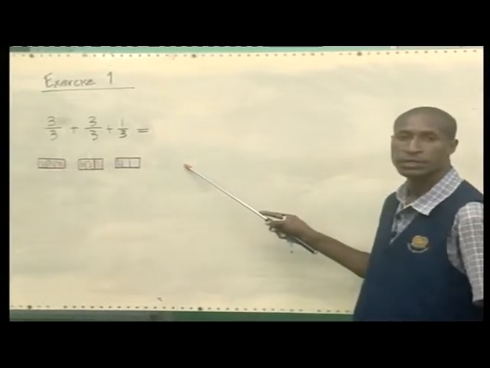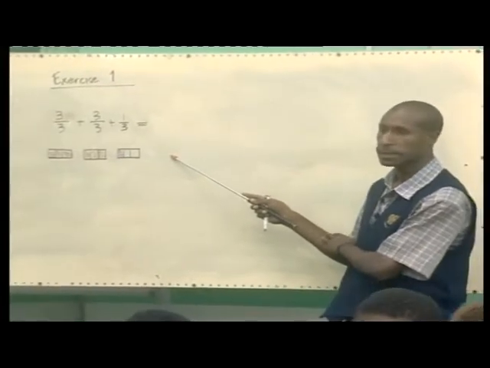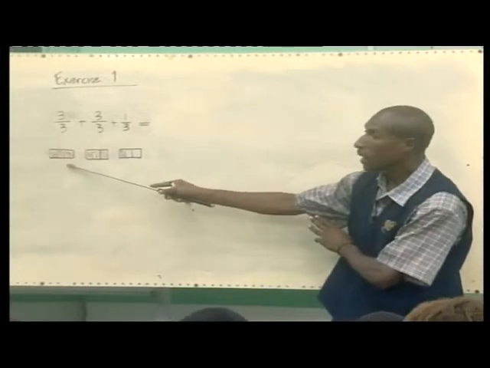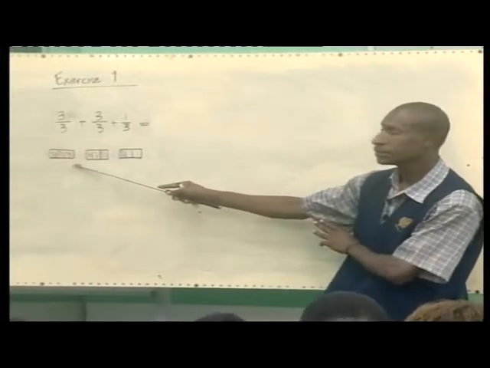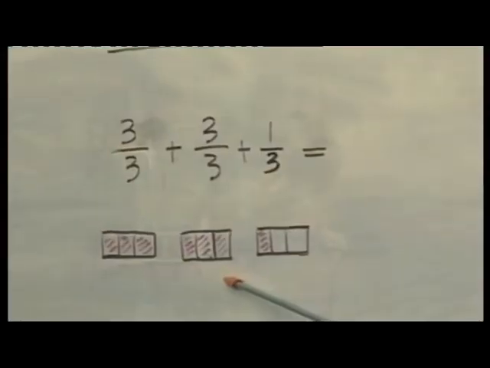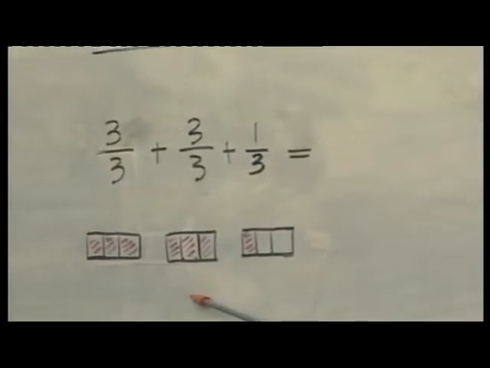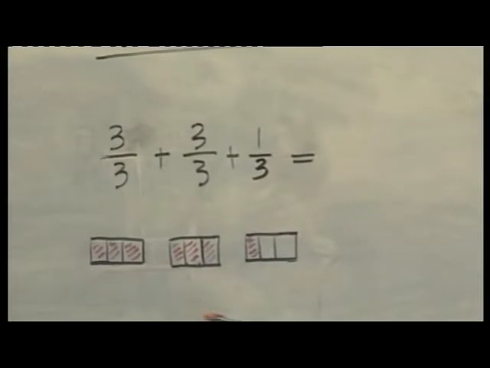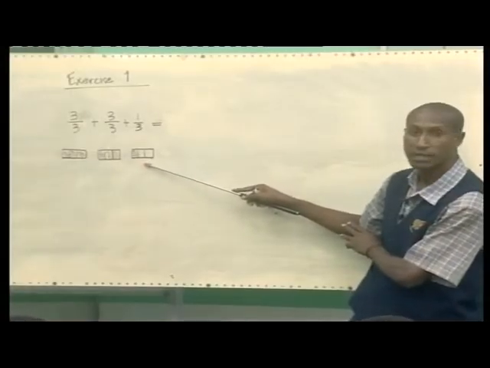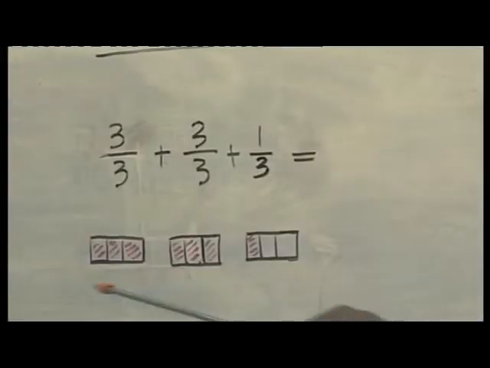Now, students, together we will try to correct exercise 1. Now, 3 over 3, how many parts have I shaded? 3. Another 3 over 3, 3 parts have been shaded. So that is equal to how many wholes? 2 wholes. And then plus 1/3, how many parts have I shaded? 1 part has been shaded.